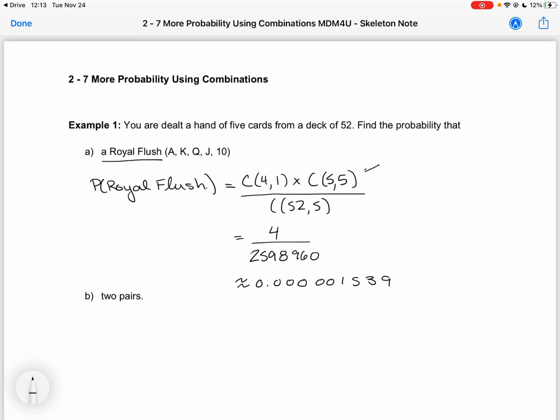Okay, you don't necessarily need to show this in combination notation. Some of the combinations are small enough that you can count by hand. Okay. So our next example that we're going to look at is the probability of getting 2 pairs.